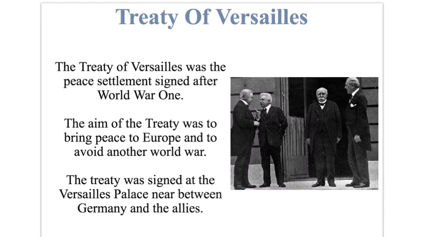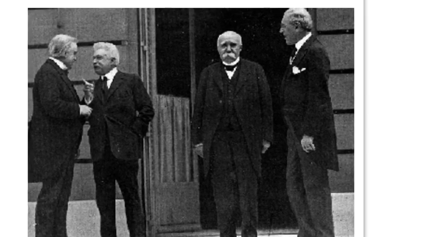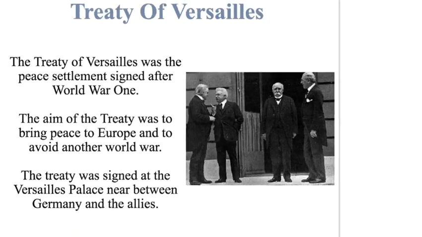So after writing a constitution, the other task that the Weimar government had to get to grips with straight away was the peace treaty at the end of World War One. So although they had signed the armistice in November 1918, the Treaty of Versailles was not signed until the 28th of June 1919. The aim of the peace treaty was to bring peace to Europe to avoid another war, and it was signed at Versailles Palace. See here, members of the leading countries attending the signing of the Treaty of Versailles.